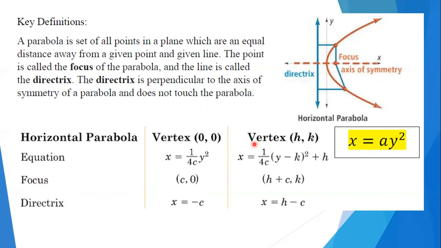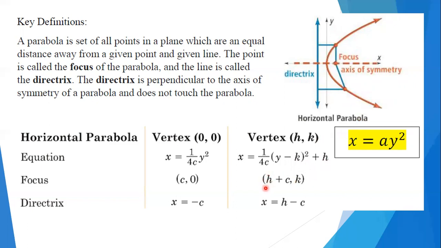If you have a vertex not centered at the origin, that means you have an h and a k value other than 0, 0. You're at x equals 1 over 4c, y minus k squared plus h. Notice that your k and your h have switched places, right? Because you're now a horizontal parabola instead of a vertical parabola.